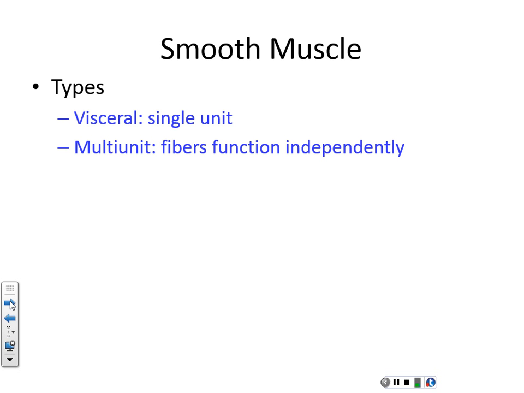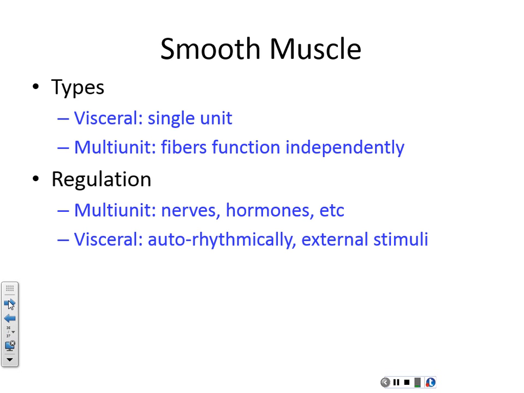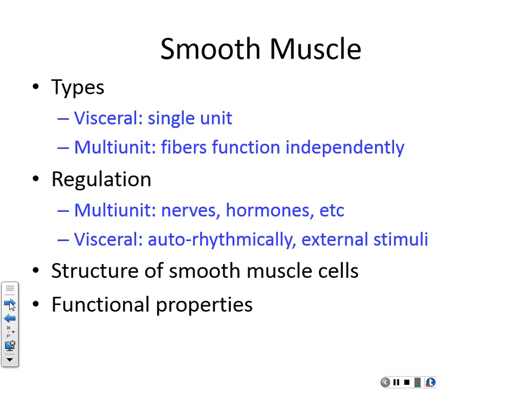Okay? Then smooth muscle, there is visceral smooth muscle, which is mostly the small intestine and the stomach and whatnot. And multi-unit kind of contracts as different units, as groups of fibers. Like the iris of your eyes, some blood vessels, you have bundles of these multi-unit smooth muscles. Okay. And then regulation, multi-unit nerves, hormones, etc. Visceral is usually autorhythmic. All right, and then this is structure of muscle cells, a smooth muscle, spindle-shaped fibers, and then functional properties, and that's it.